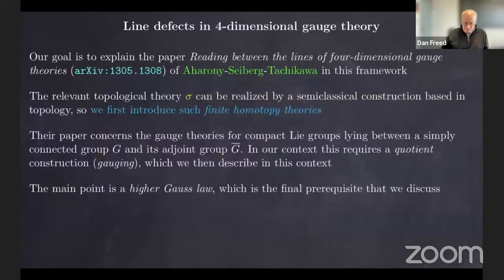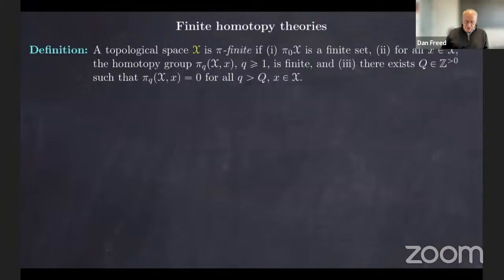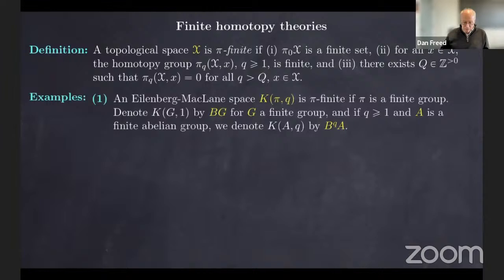Okay, so the first little section here is about finite homotopy theories. So here's a definition. A topological space is called pi finite, pi for homotopy, if it has finitely many path components, and each path component, wherever you pick a base point, all of the homotopy groups are finite, and the homotopy groups vanish above some degree. So loosely, it's finite in the sense of homotopy groups.